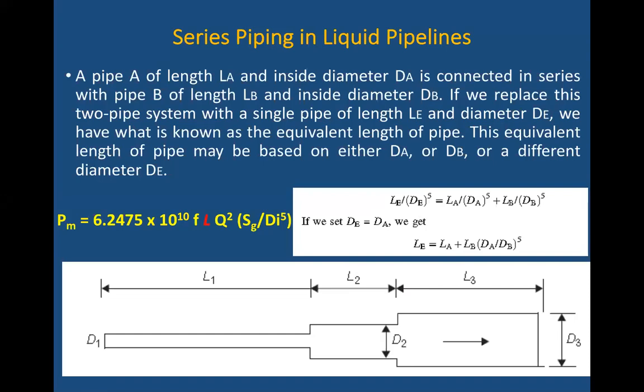So this is the final equation. There's no different calculation or different type of numerical, but based on this equation, we can do some numericals. This is the concept of series piping in a liquid pipeline system, and this is the liquid equivalent length. And this is the figure. So hopefully you can understand these things and we can do some numericals.